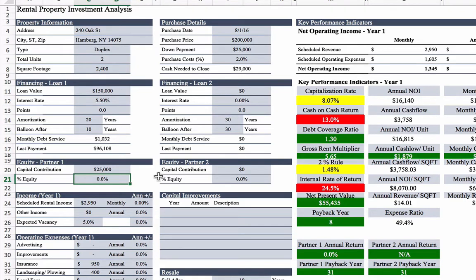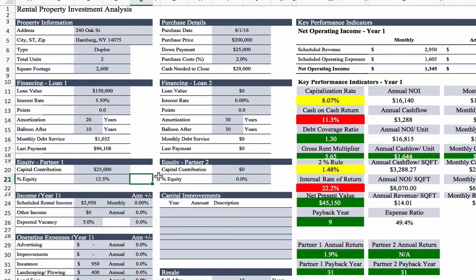Maybe you're both taking on the loan, meaning that you would split the cash flow after the debt service. But let's assume a very standard equity partnership agreement here. So what would make sense potentially is this person puts up $25,000. That's 12.5% of the $200,000 purchase price. So it would probably be an okay number to put 12.5% as their equity stake.